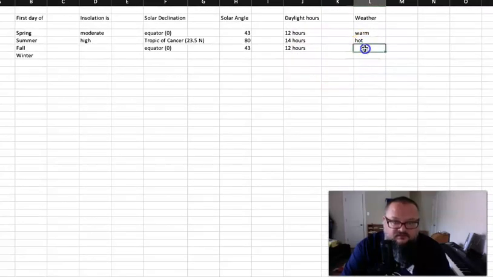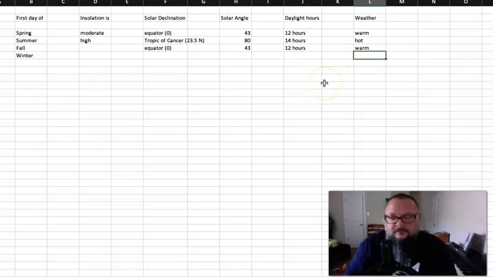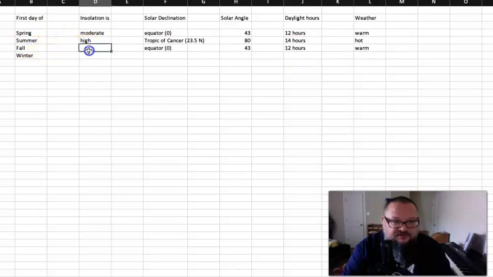Now our weather, it will be warm. It may feel cool because we're comparing it retroactively to how hot it was before, but the weather will probably be very similar to the way it was on the first day of spring. It may actually feel warmer for us, and temperature-wise, if we went back and compared the first day of spring to the first day of fall, it may be warmer. That doesn't have anything to do with insolation. Insolation is going to be very similar on the first day of spring and the first day of fall.